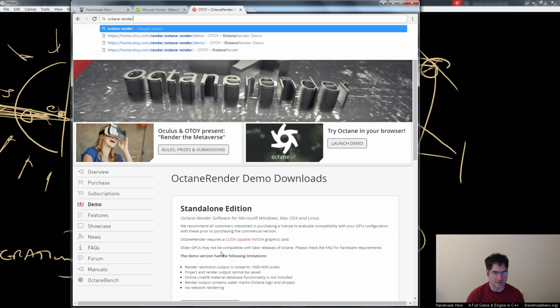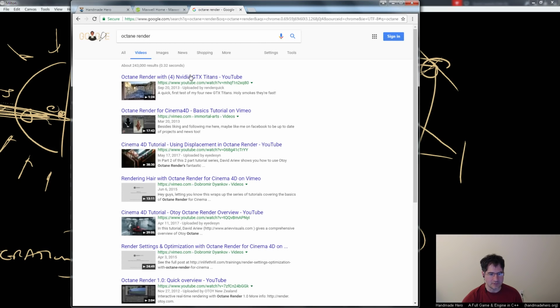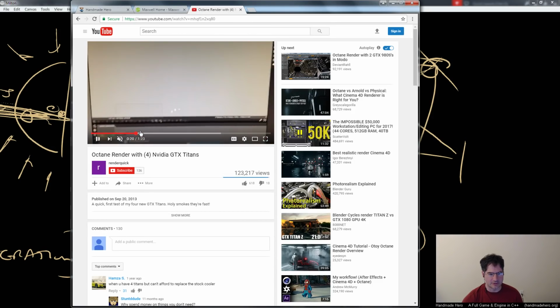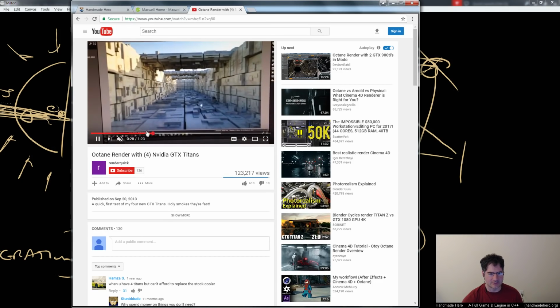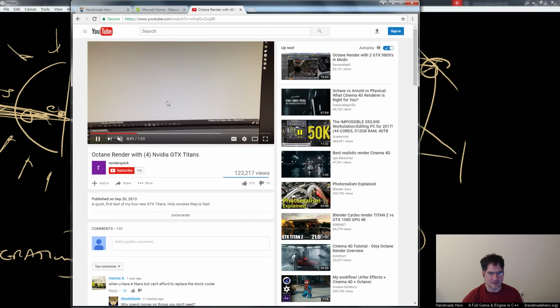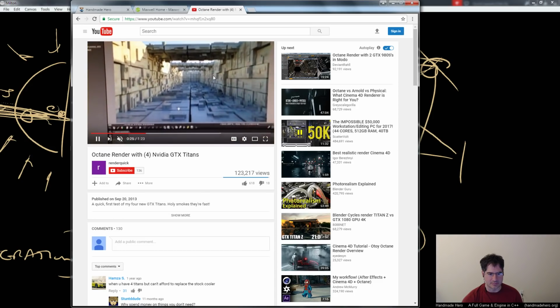Let's see if Octane Render has a YouTube video. Let's see here. Go ahead and just mute the sound here. So here's somebody running Octane Render on a machine that's really beefy, right? But you can see that it's pretty fast, right? Here's him pressing the render button, whoever this person is, I don't know who they are.